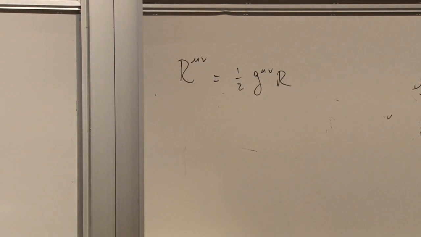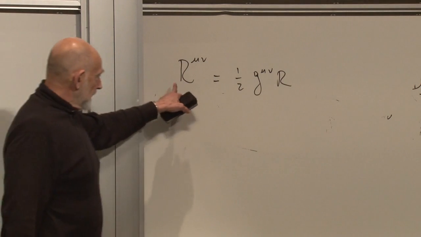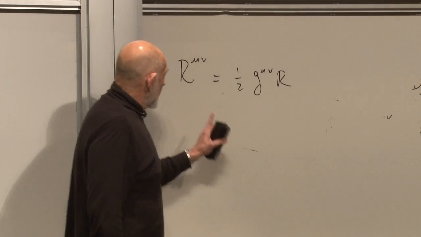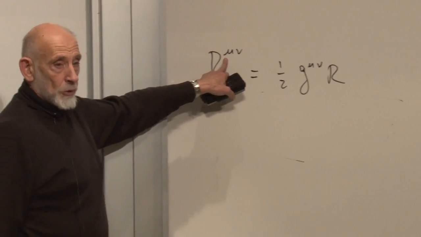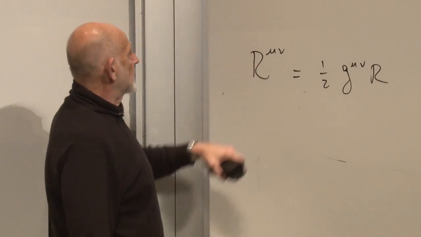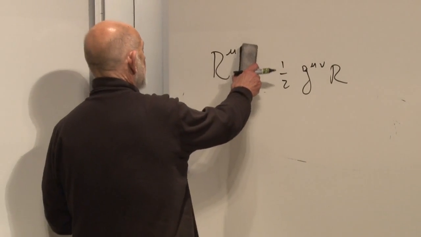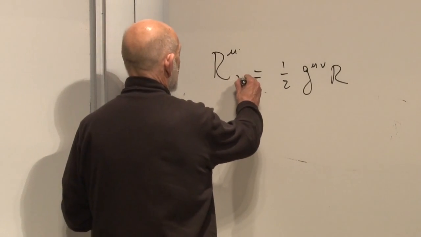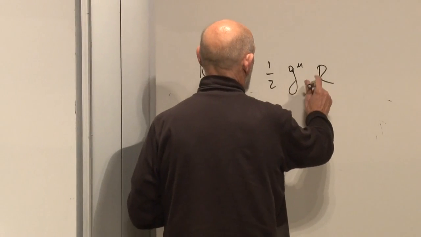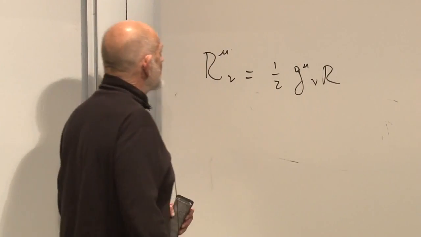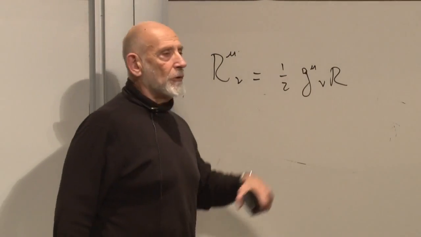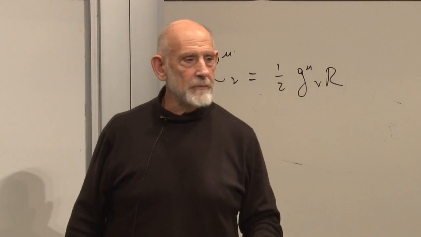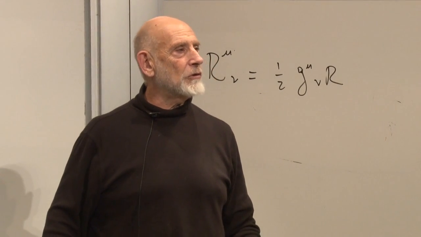or better yet, R mu nu is equal to 1/2 g mu nu R. Now, let's calculate R by, on the left-hand side, contracting nu and mu. It's equivalent to lowering an index here. We have to do the lowering on this side also, and then setting nu equal to mu. Do you remember what g is with one upper and one lower index? It's the Kronecker delta.